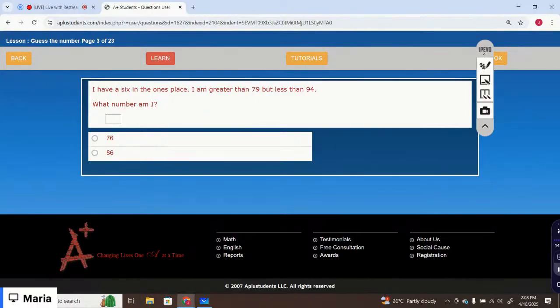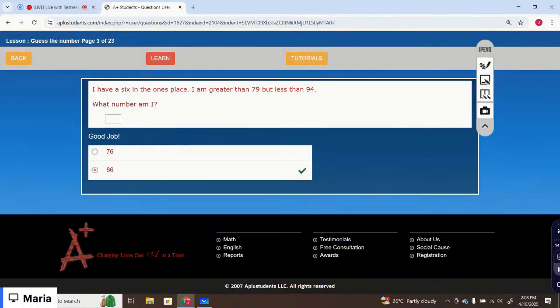I have a 6 in the ones place. I'm greater than 79, but less than 94. Greater than 79. So you have 76 and 86 given. So that must be 86. Option number two is the correct option.